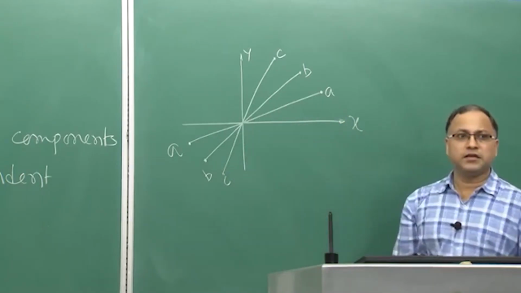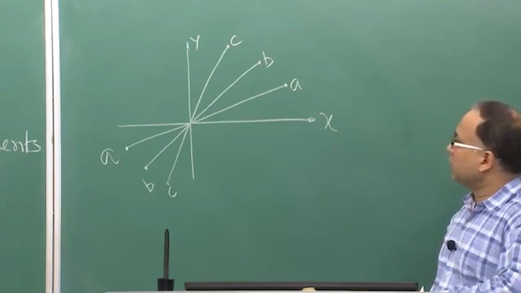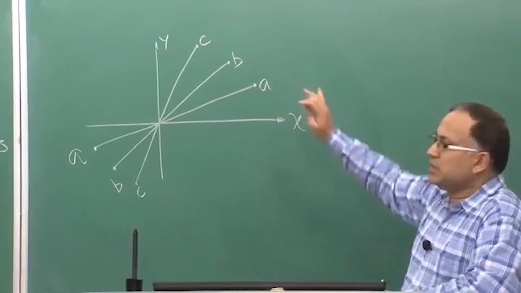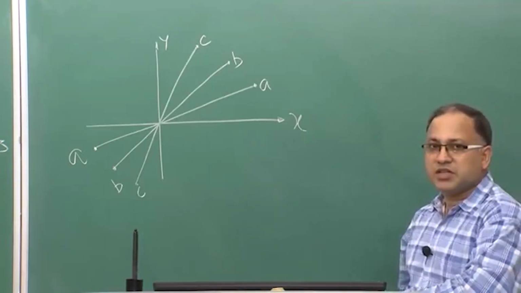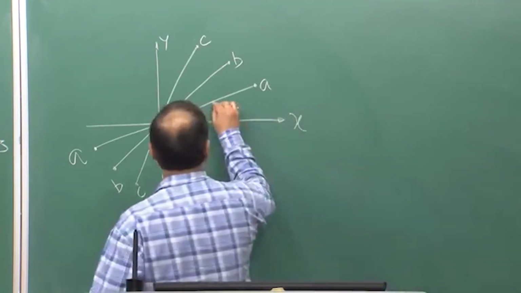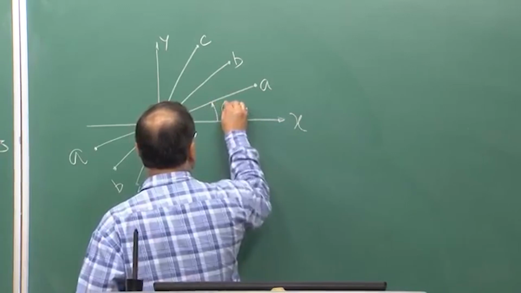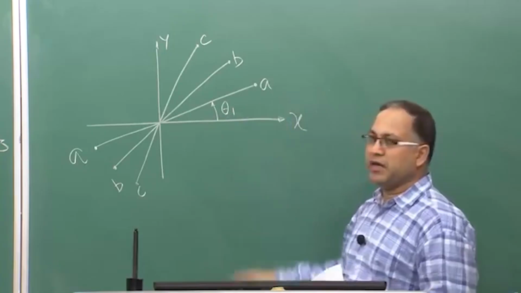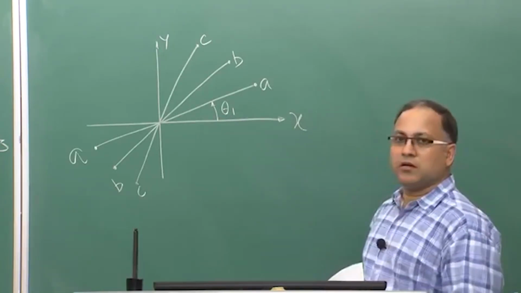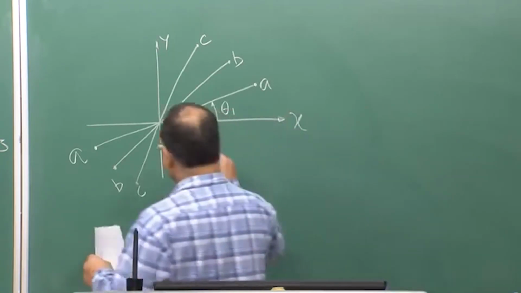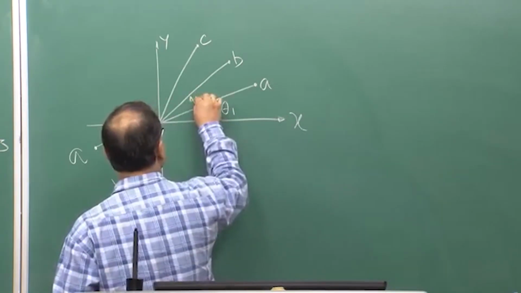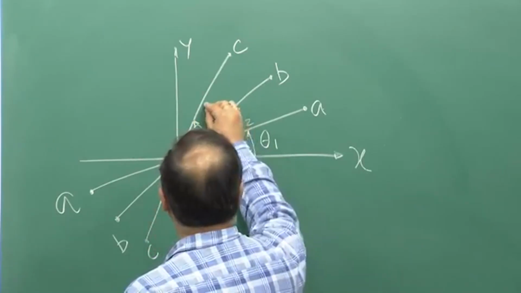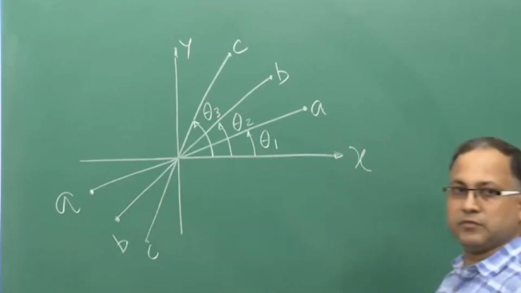Any arbitrary three directions we are choosing in the xy plane. In the body we just mark the xy plane and then we choose three independent directions. These directions are defined by, say, theta 1, that means the direction AA is making an angle theta 1 with the x axis. Similarly, BB is making an angle theta 2 and CC is making an angle theta 3.